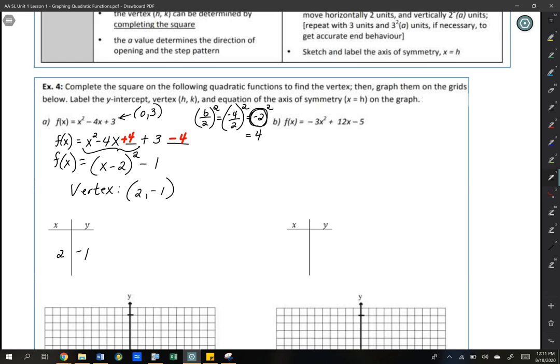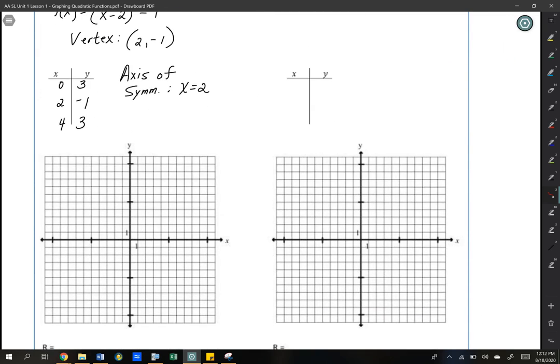And I like to go a distance of 2 before and a distance of 2 after. So 2 before 2 is 0, 2 after 2 is 4. And we know that (0, 3) is our y-intercept. And if we put 4 into our function, we're going to get 3. All right, our axis of symmetry, just to add a note, that's going to be equal to x equals 2, the h part of our vertex. All right, we're pretty well set up here now. We can go ahead and sketch it.